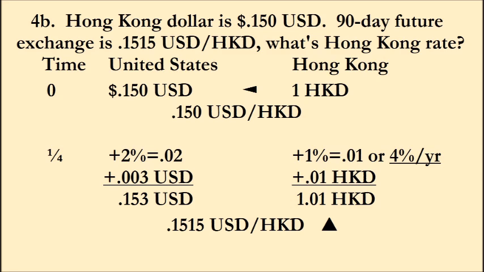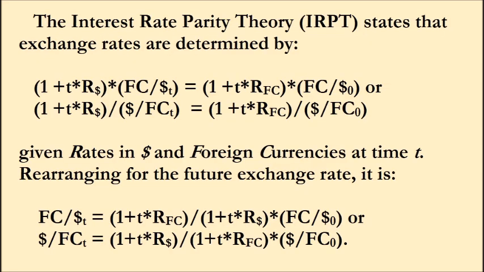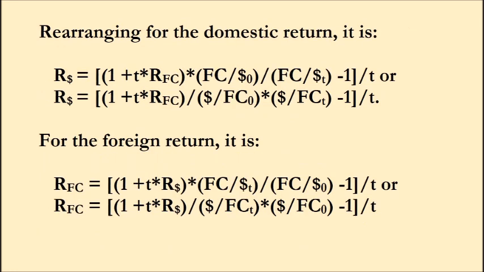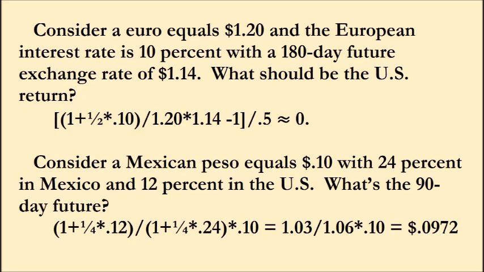I like the two accounts approach, but we could do this more formally, stating the equations in either direction. In each one of these, it's per dollar in the first row, and we can solve for any one of the unknowns. Okay, two more examples. A euro equals $1.20 US. Interest rate in Europe's 10%. 180-day half-year exchange rate is $1.14. What should be the U.S. return? Turns out it's zero.